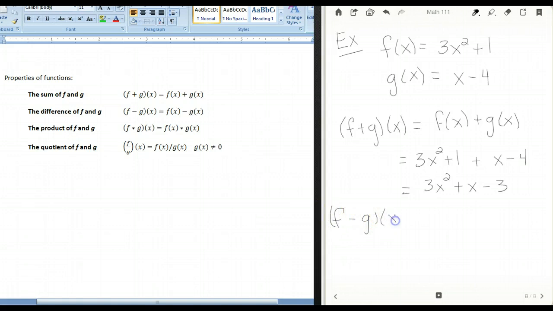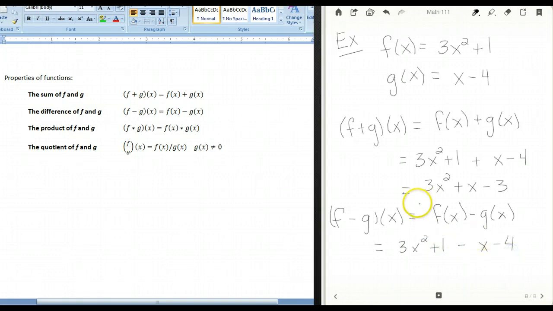F minus g of x, okay? By our definition, f minus g is, I just do f of x minus g of x, right? So I do f of x minus g of x. Okay, so let's do the same exact thing we did before. I need to do f of x minus g of x. Okay, so 3x squared plus 1 minus x minus 4.